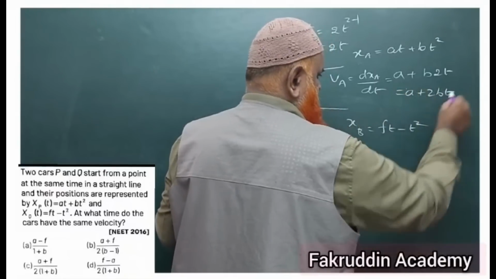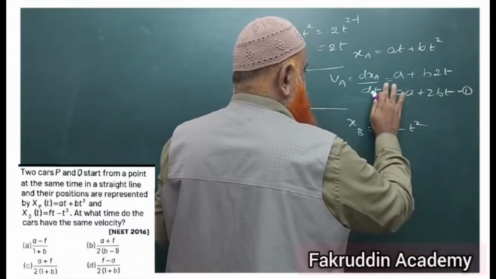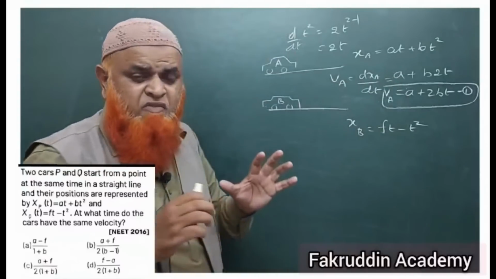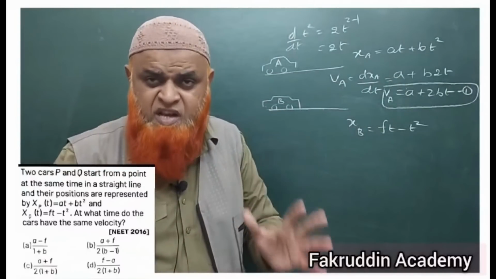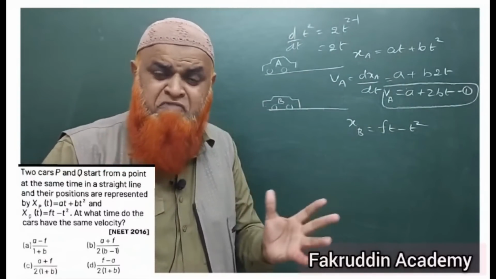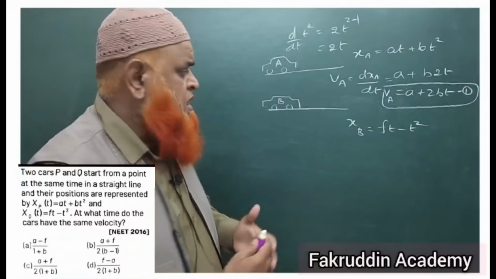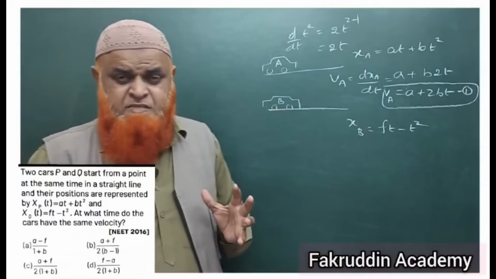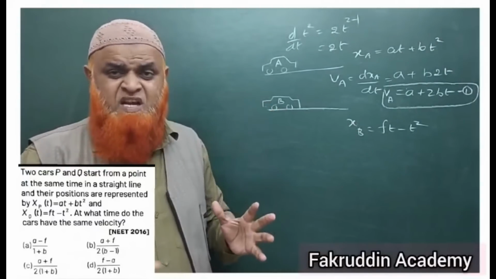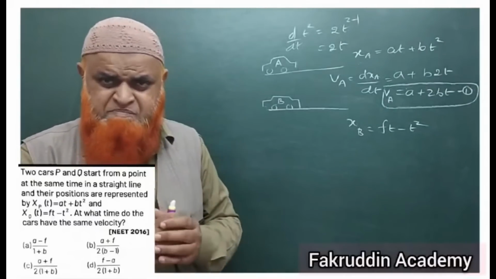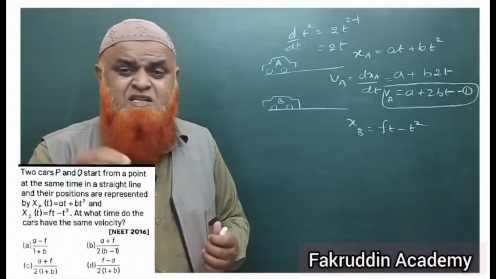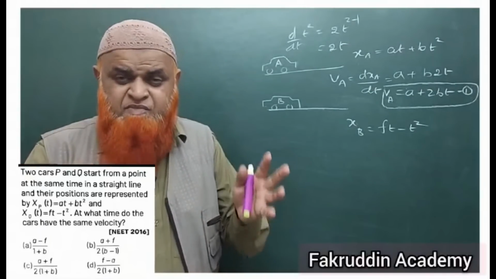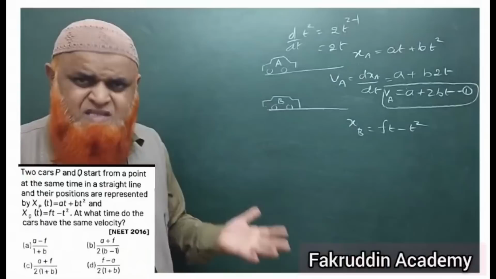This is the first equation, which is related to v_A. So I got the velocity of the first car by differentiating. Super simple it is. Why are you afraid of differentiation? I don't know. So just go for the next one. The position or displacement of the second car is given by the equation. He is asking us to find after what time they have the same velocities. That's the simple thing here.